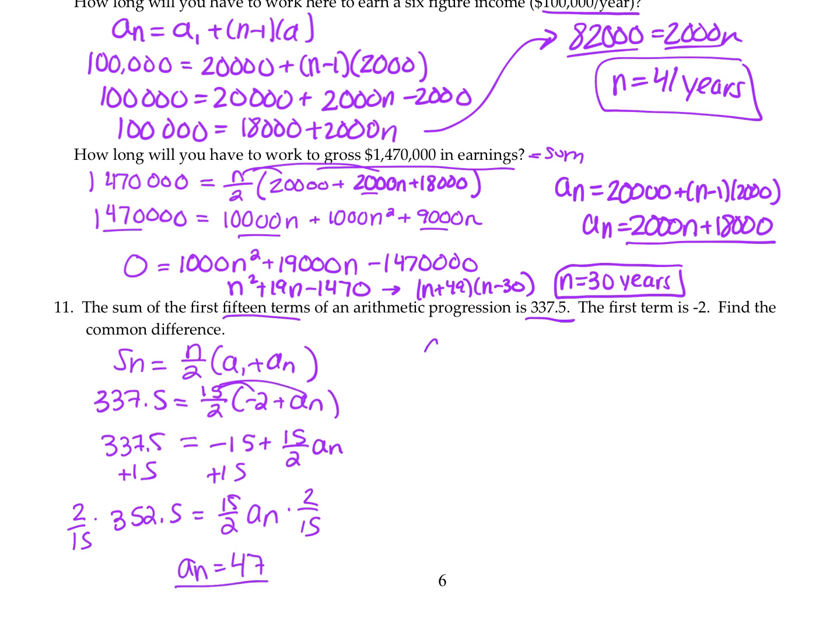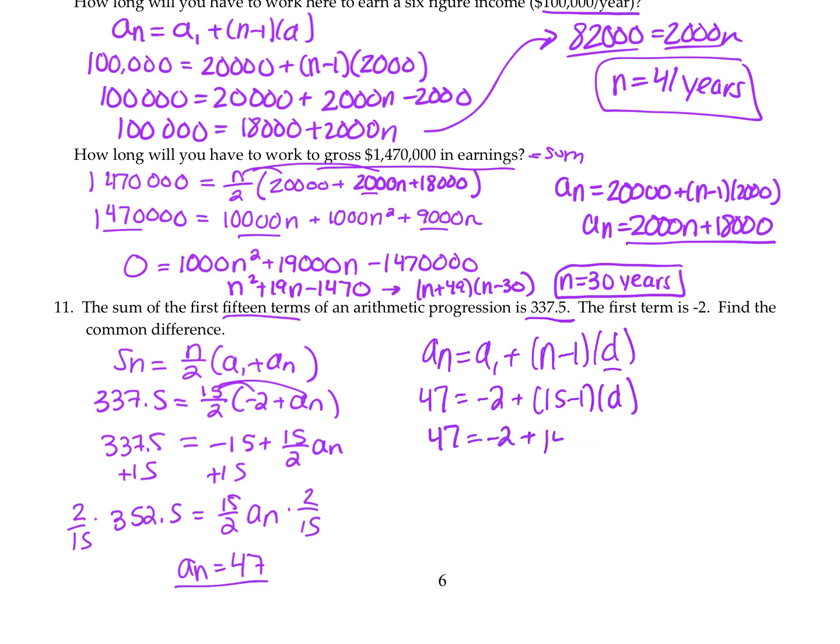So now knowing that, I can use my explicit formula because that has d in it, and it wants me to find the common difference. So I know 47, I know -2, I know that n is 15, I just now don't know my common difference. So I need to add 2, so I'll get 49 equals 14d. And so my common difference is going to be 3.5.